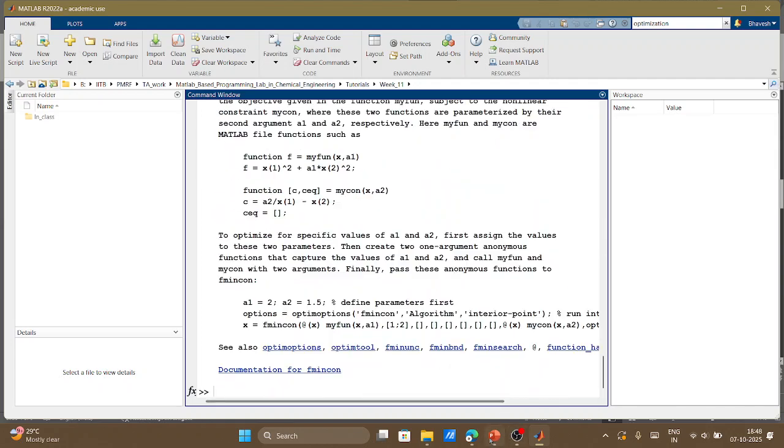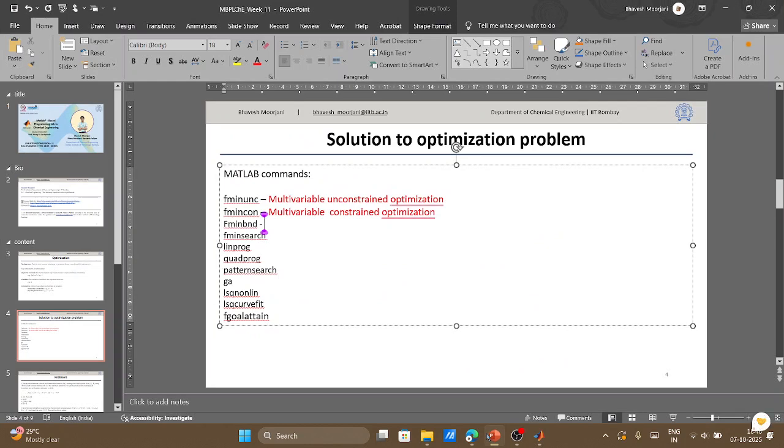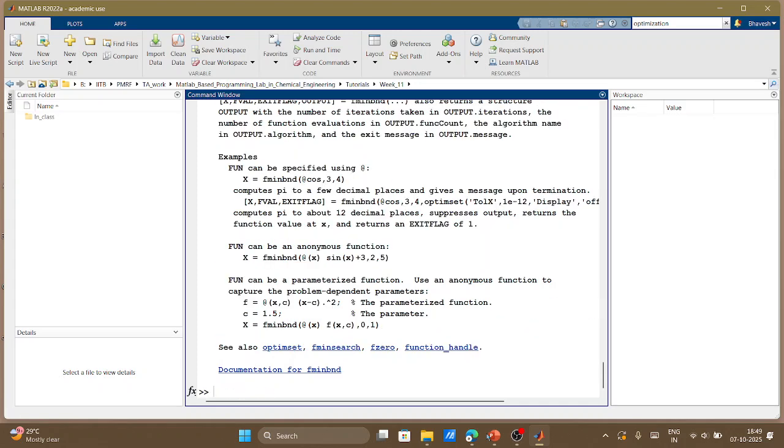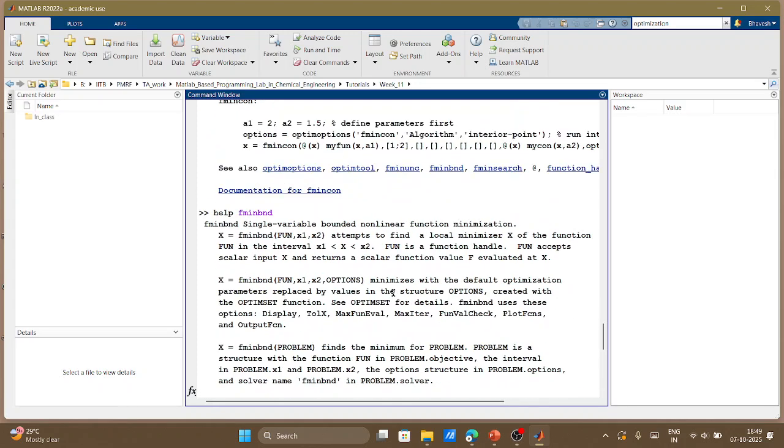Okay, now next we have fminbnd. So this is a single variable bounded nonlinear function minimization process, right? So this is for the single variable, and then you have bounds on your function x1 and x2. Sorry, this is bound on your single variable, so x1 and x2 are the lower and upper limits, my mistake.